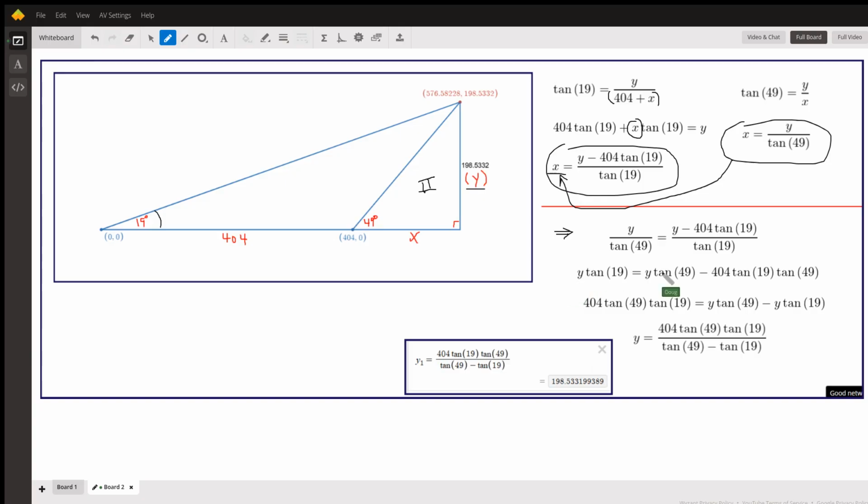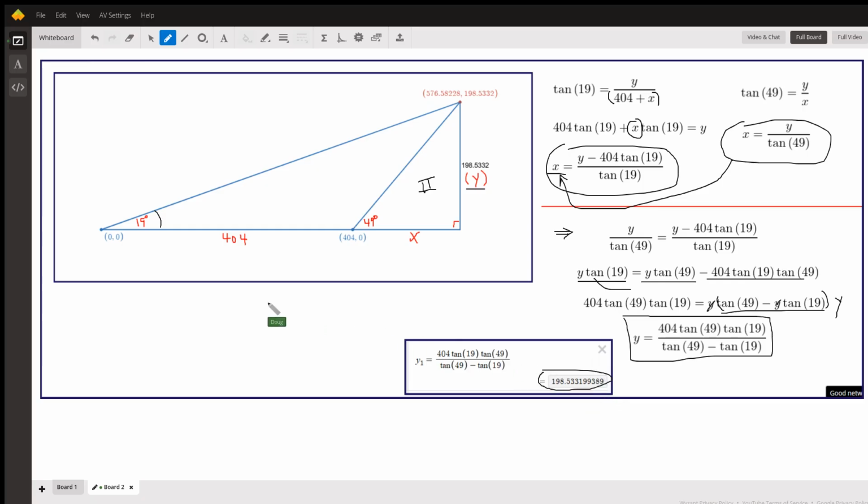To solve for y, now I'll cross multiply, distributing the tangent of 49 times both terms of this numerator. I'll get the terms containing y on the same side of the equal sign. I drag this term to the left and this term to the right of the equal sign. Factor out this y and divide both sides by the coefficient of y, which is tangent of 49 minus tangent of 19. So there's another expression for y. And there's the same value right there.